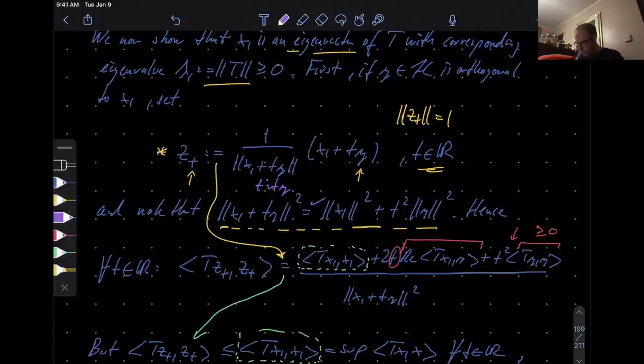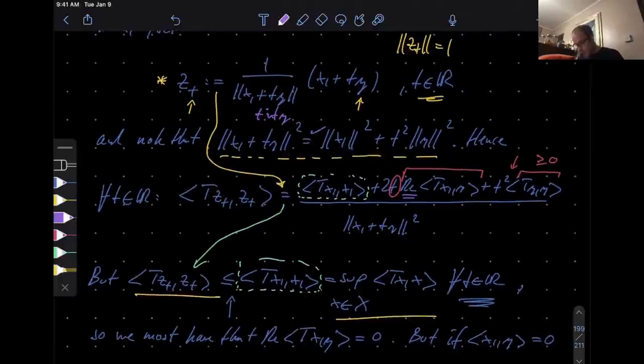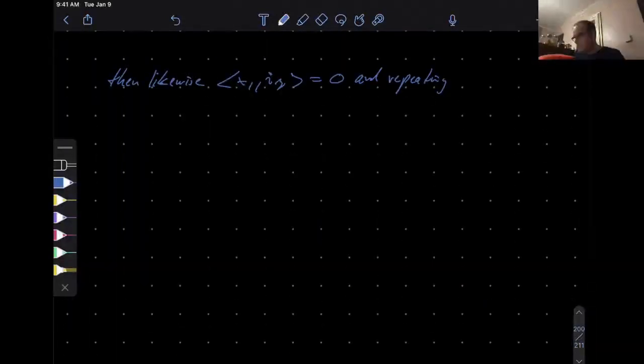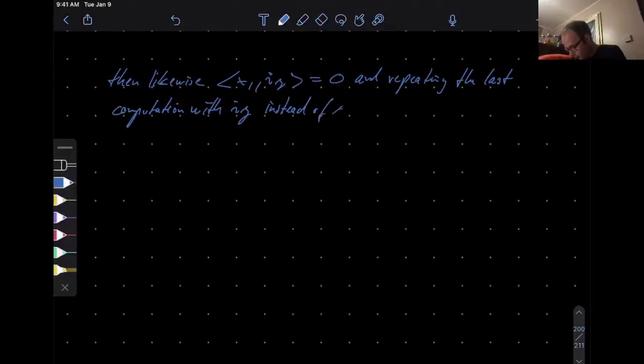This here is not going to change. What will change is that instead of a real part, you will have an imaginary part. That's the only thing that changes, right? Then bringing the same argument again, because the x1 guy is the optimizer, this can only hold true if the imaginary part of the inner product ⟨Tx1, y⟩ is equal to 0. Okay, let's write this down, repeating the last computation, the last computation with, as I said in words, iy instead of y.